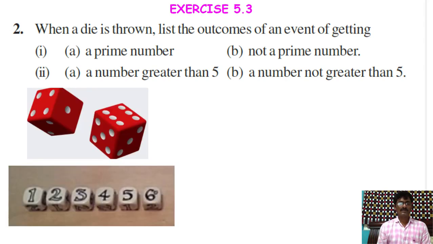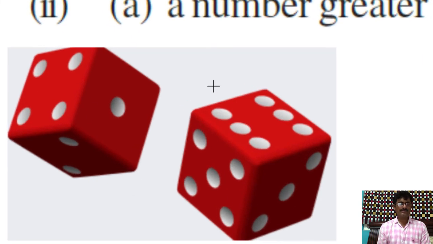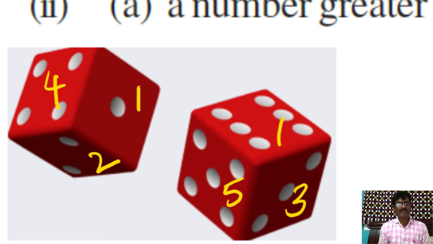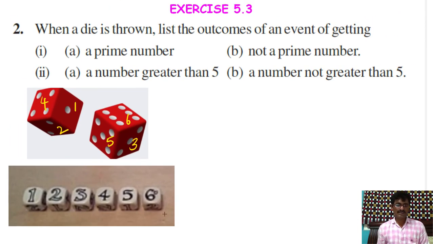So let me show you. Now you can see here, we have 2 kinds of dice. In the first diagram, you can see a red colored die. In this die, just dots are there. You see here, there is 1 dot. Here we have 4 dots. Here 2. And here 3. Here 5. Here 6. In the bottom diagram also we have 1, 2, 3, 4, 5, 6 like that. Numbers are printed on that one. So there may be dots or there may be numbers printed on each face.